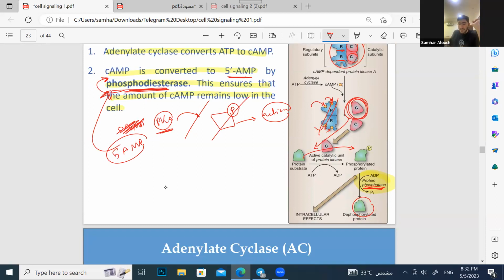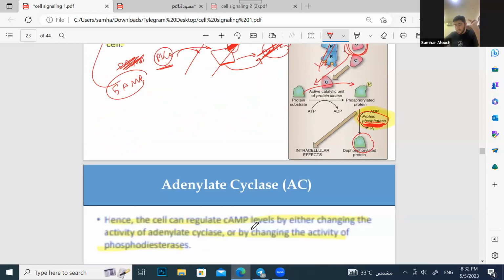The second way, since PKA phosphorylates a specific enzyme to cause the action, if we remove this phosphate group and dephosphorylate, there is no action because it's dephosphorylated. And how do we do that? By a protein phosphatase. Okay, these are the two ways.